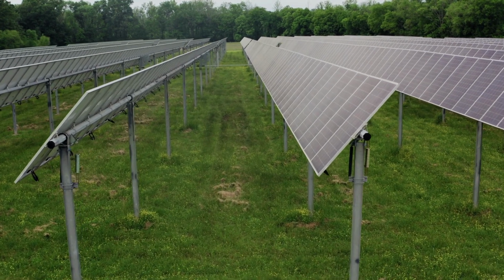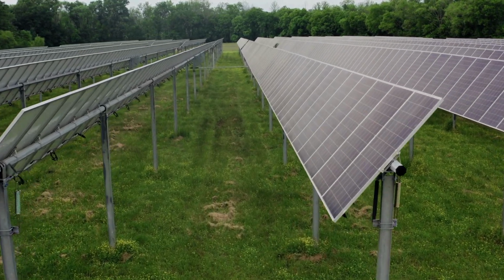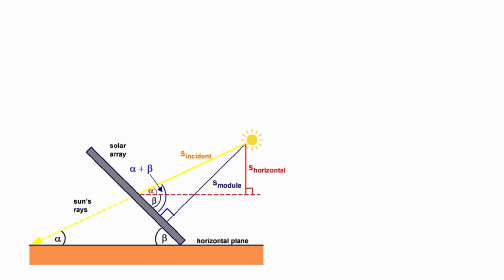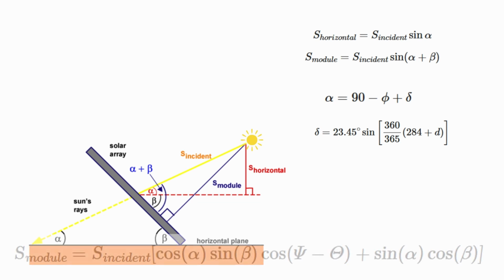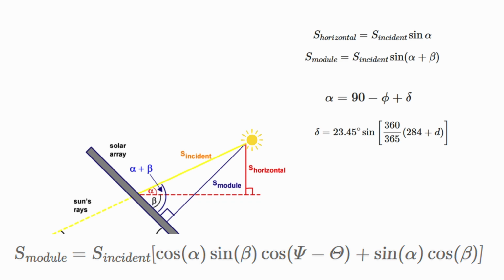Now let's calculate the radiation incident on a tilted surface. In the shown figure, the equation for S module and S horizontal is given by, where alpha is the elevation angle and beta is the tilt angle. For a module at an arbitrary tilt and orientation, the equation becomes a little more complicated, where alpha is the sun elevation angle, theta is the sun azimuth angle, and psi is the azimuth angle that the module faces.